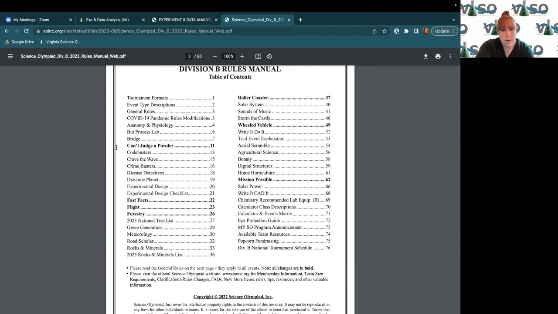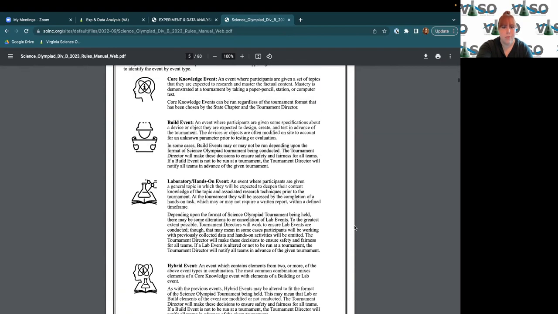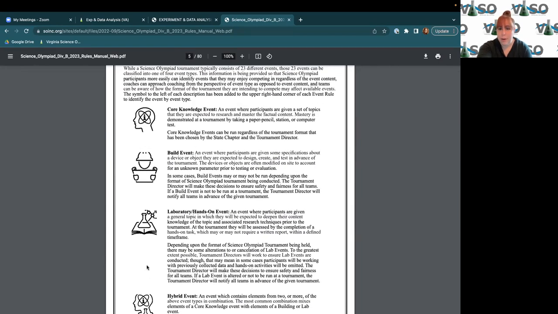You'll notice that there are events in bold. These are events that are new this year. They are replacing other events that have gone away. And then, just as we scroll through, there are different event types they're categorized into, just to think about the similarities, where some are just written only tests, some have a hands-on component if they're in person. Obviously, those build events are going to be super important that we talk about. And then there are some that have both a physical device as well as a written test.